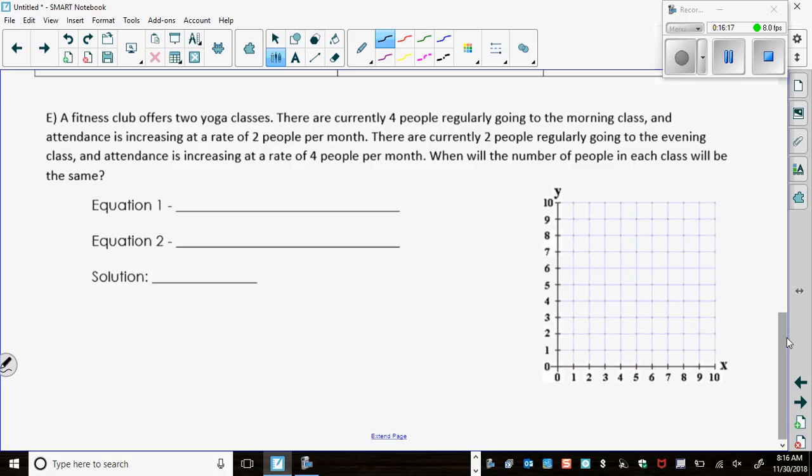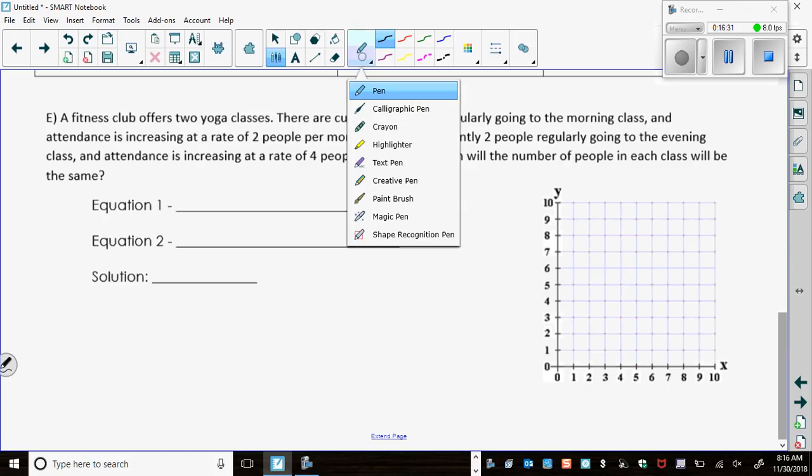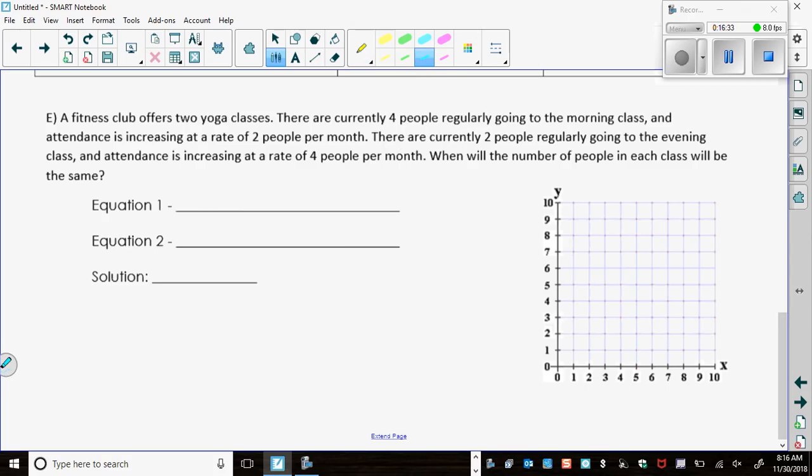It's just describing a fitness club, and we're going to be graphing that information. So a fitness club offers 2 yoga classes. There are currently 4 people regularly going to the morning class, and attendance is increasing at a rate of 2 people per month. So I'm going to highlight that because that is important. I need to find out the equation for this sentence. So this is my first system.